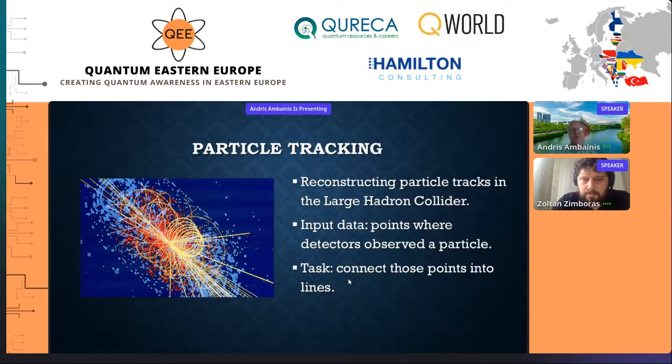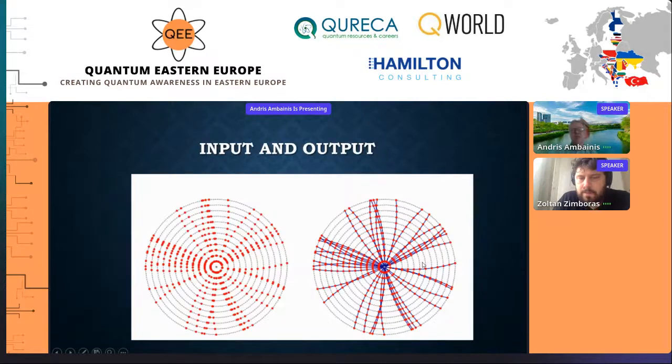And one problem at which we have been looking is the problem of particle tracking, which is reconstructing particle tracks in the Large Hadron Collider. The input data here are points where detectors observe a particle. And the task is to connect those points into lines that correspond to tracks of particles. It is a set of points, and then the task is to align those sets of points into lines.